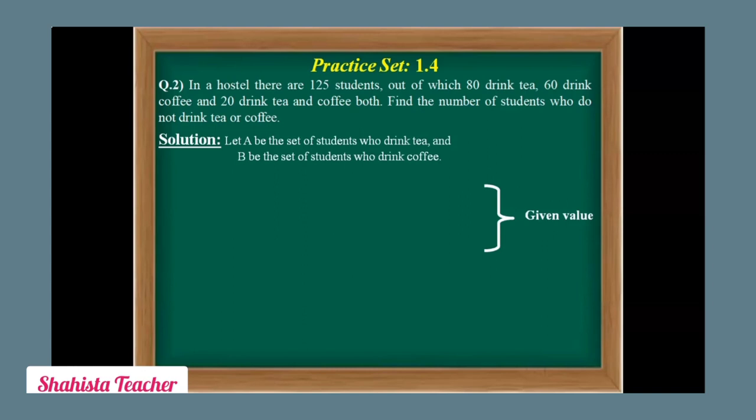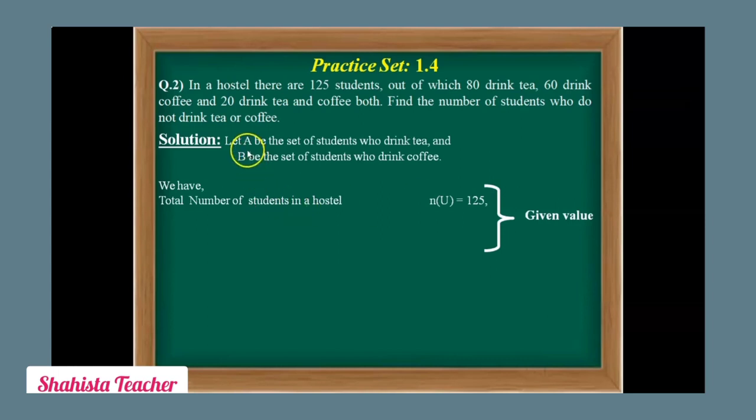Total number of students in a hostel is 125. So here we will write, we have total number of students in a hostel, number of U is 125. So total number of students in a hostel, number of U is how much? 125. After this, number of students who drink tea.